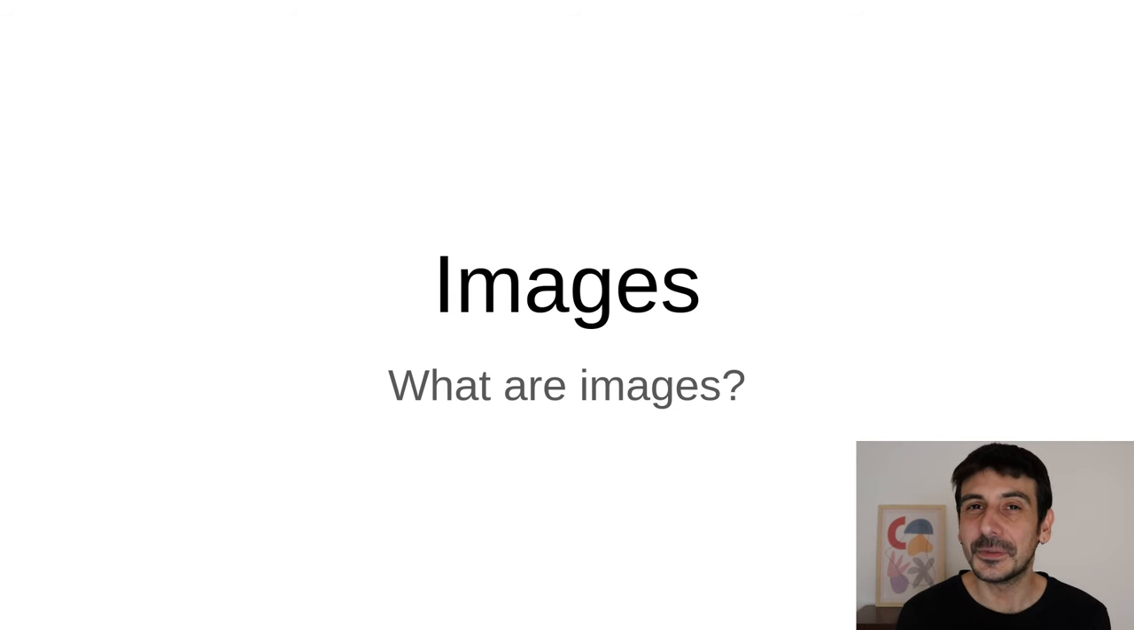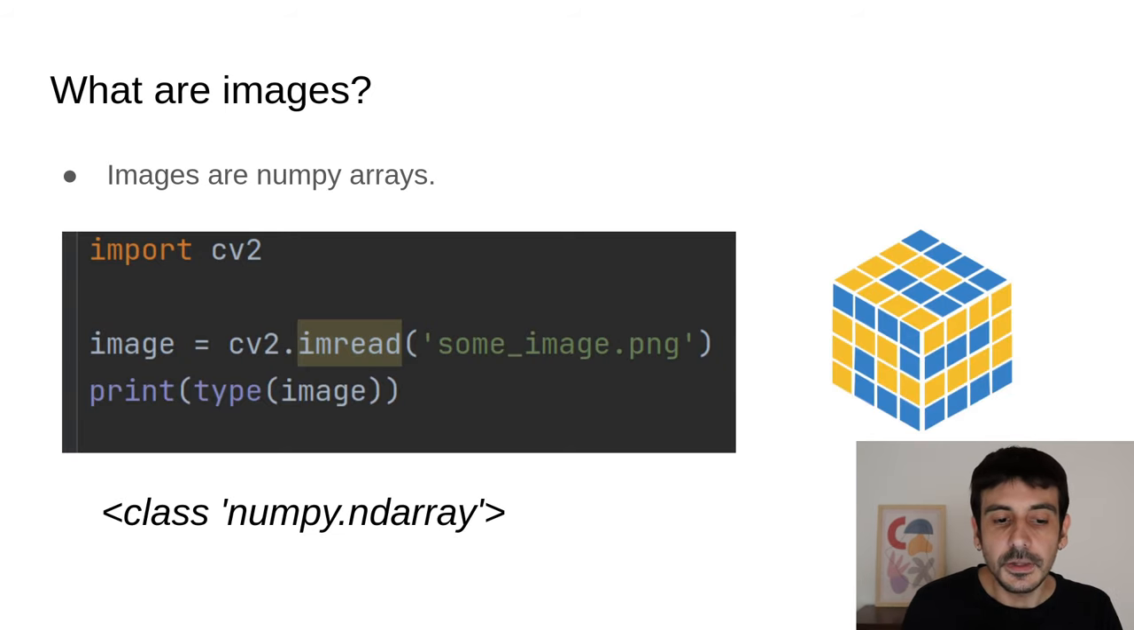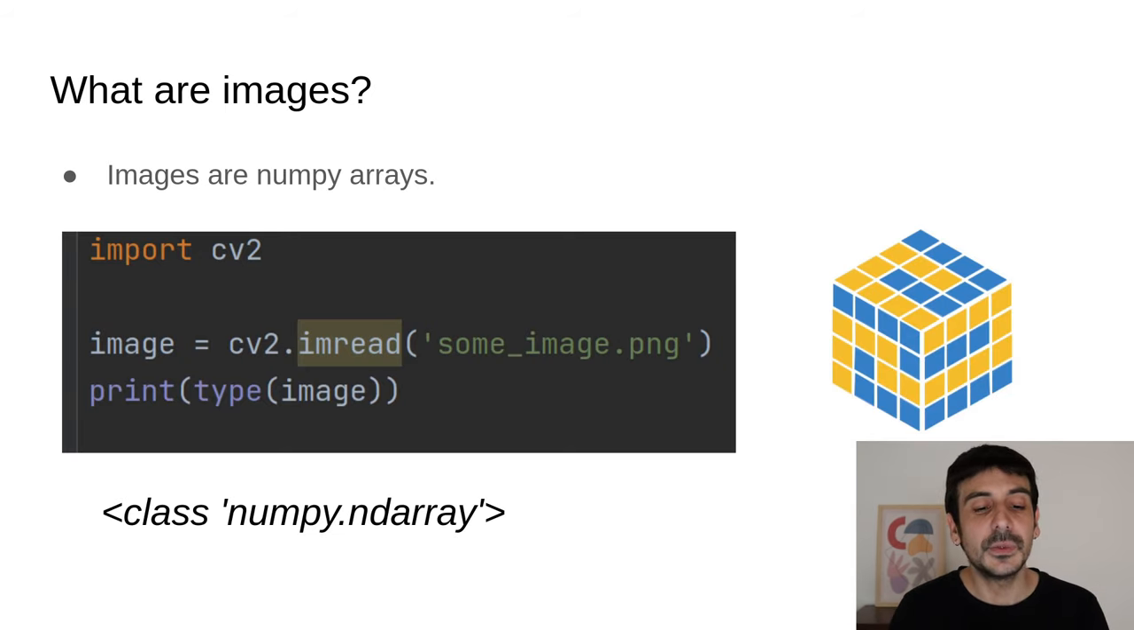So the first thing we need to discuss in this course is what are images, because if we're going to be working with OpenCV, then we're going to be working with images all the time, and we definitely need to know what are images in order to work with images, right? So let's talk about images. The first thing we need to say about images in OpenCV is that images are NumPy arrays.